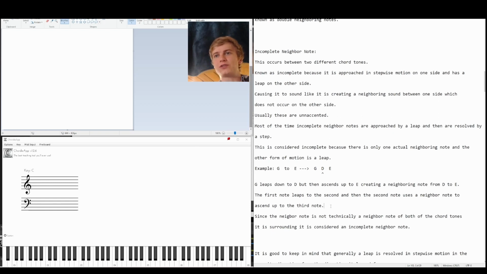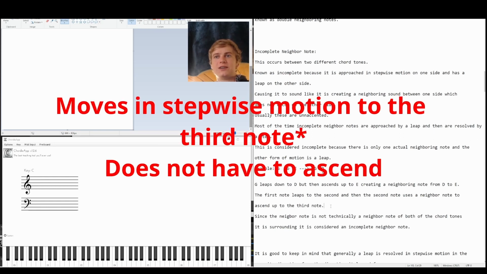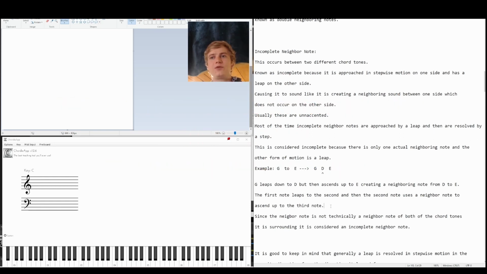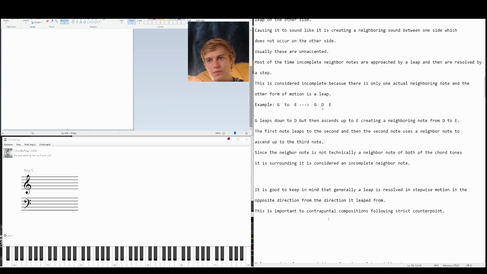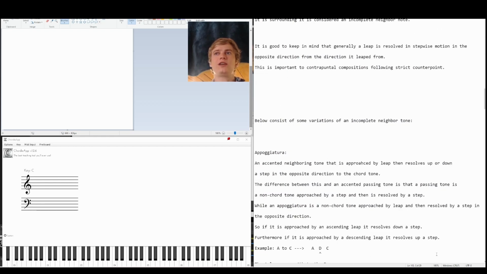So the first note leaps to the second note, and the second note uses a neighboring tone to ascend up to the third note. Since the neighbor note is not technically a neighbor note of both of the chord tones it is surrounding, it is considered an incomplete neighboring note. It is good to keep in mind that generally a leap is resolved in stepwise motion in the opposite direction from the direction that it leaped from. This is important to contrapuntal compositions following strict counterpoint.